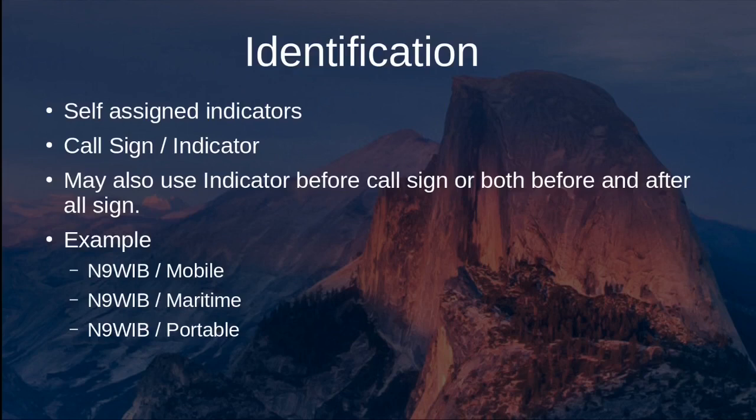So the self-assigned indicators can go after the call sign. That's common. They can also go before the call sign, so mobile and 9WIB, or they can go before and after the call sign. That would be probably a little bit of overkill, so you can choose where you want to put it. You can put it before, after, or both, but it's most common to probably have your self-assigned indicator after your call sign.